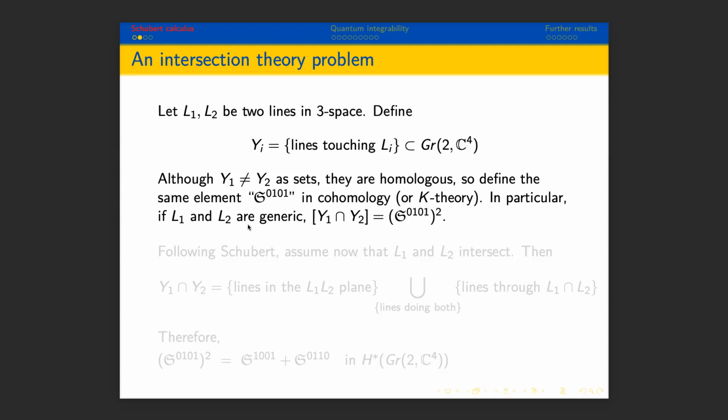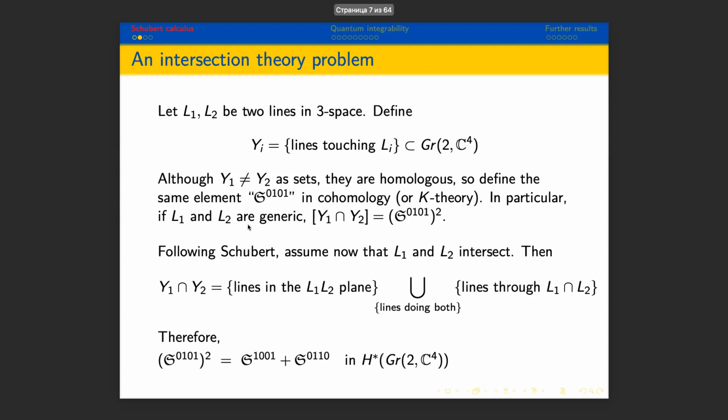What are the possible lines that intersect two lines which happen to be crossing? And that's a much easier problem. This is already elementary geometry. If you have two lines, a third line crossing the two lines is either in the plane of these two lines, or it goes through the intersection of the two. So there's a nice binary answer. Following Schubert, if the two lines intersect, then we know exactly what y1 intersect y2 is, and we hope that the answer is not too different from the generic case where they're not intersecting. So the two possibilities: either lines in their plane, or lines going through the intersection.